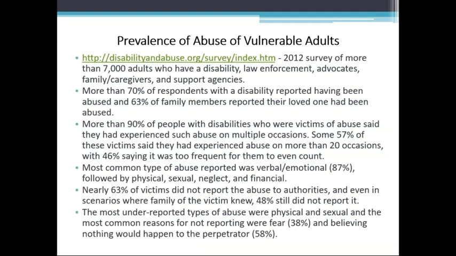And one of the pieces that I thought was the most concerning is that the most underreported types of abuse were physical and sexual, and the most common reason for not reporting was fear, but the higher rate of 58% was because they believed nothing would happen to the perpetrator. And I think that's something we have to take into account, that it's not just that fear of what's going to happen to me. It's not just the shame of, did I let this happen to myself? Did I cause this, bring this on myself? But that's almost 60% that feel like there's no point in even telling anybody because nobody's going to do anything about it.